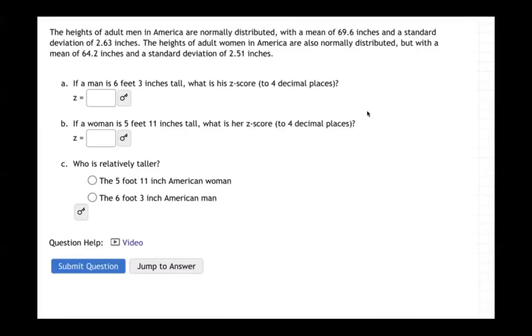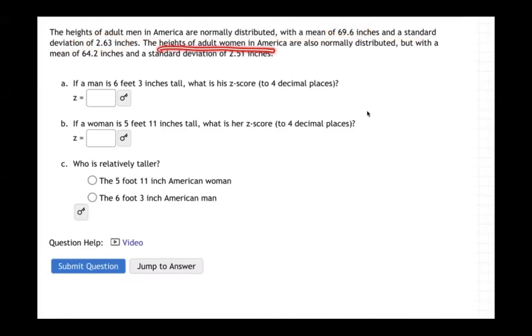Welcome to an example in which we're saying the heights of adult men in America are normally distributed with a mean of 69.6 inches and standard deviation 2.63. That means the average man in America is 69.6 inches tall. Standard deviation is like how much difference there is from man to man on average.